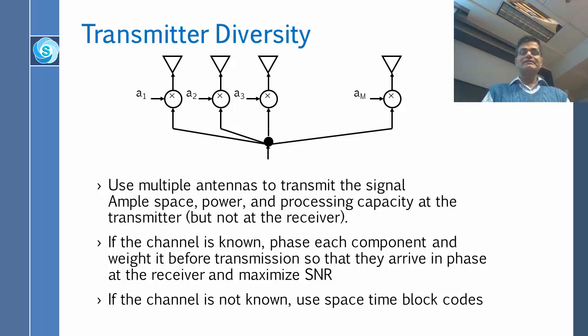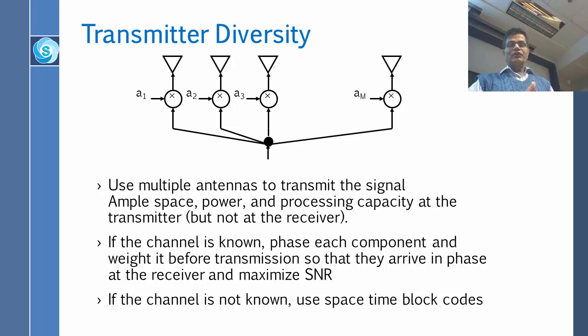The transmitter could have many antennas, and then it could put different signals on each of them. It could multiply by some complex numbers and then transmit. So there is ample space, power, and processing capacity at the transmitter. And this might be done particularly if the transmitter has a lot of money, which generally is the case. So a cell phone company has a lot more money than we do. A cell phone company might put 10 antennas, while we have little money, so we can only buy one or two antennas in a cell phone. So in that case, the transmitter will have diversity and we all benefit.